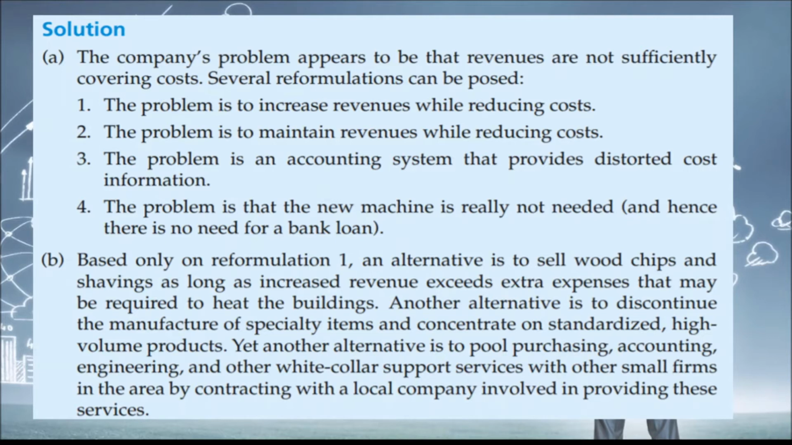On letter B, based only on reformulation 1, an alternative is to sell wood chips and shavings as long as increased revenue exceeds extra expenses that may be required to heat the buildings. Another alternative is to discontinue the manufacture of specialty items and concentrate on standardized high-volume products. Yet another alternative is to pool purchasing, accounting, engineering, and other white-collar support services with other small firms in the area by contracting with a local company involved in providing these services.